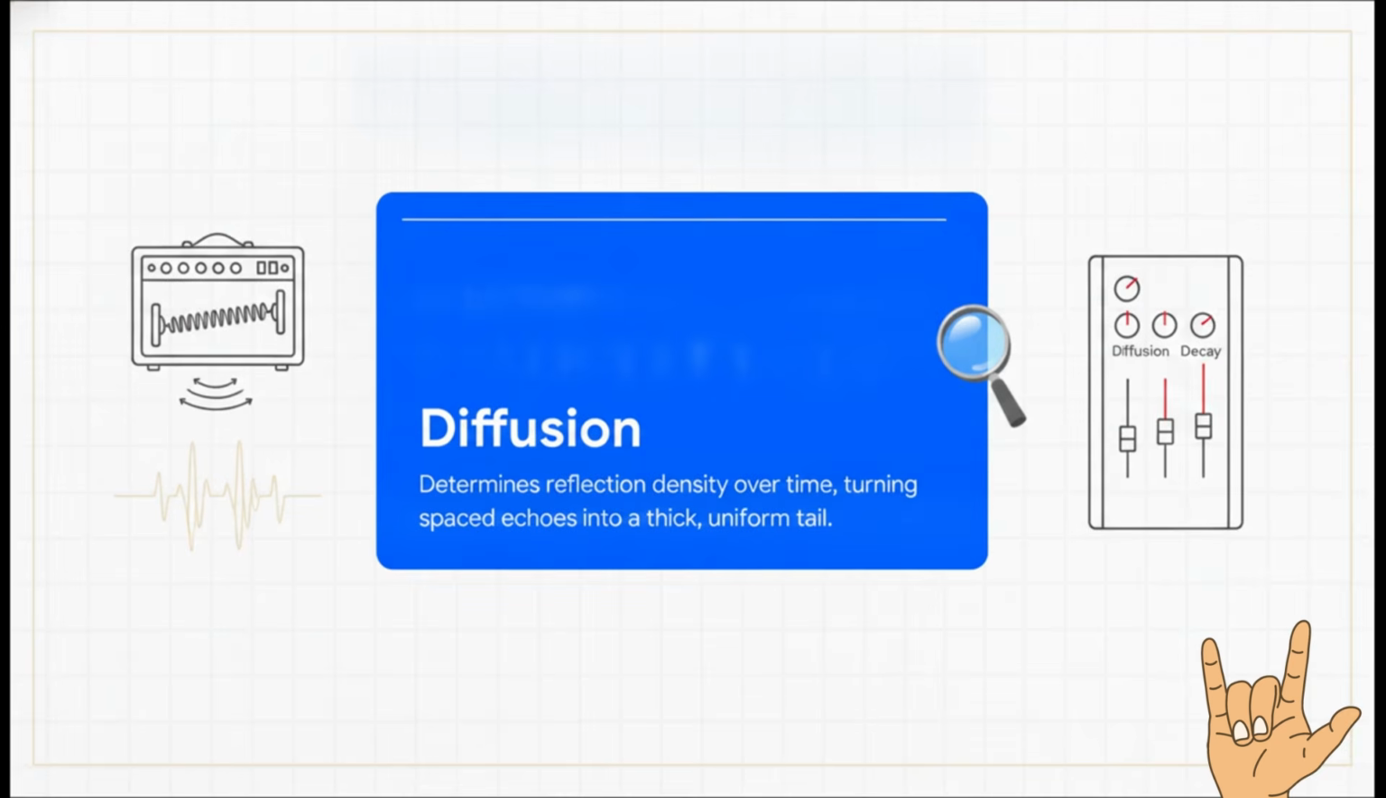We also must dictate the internal texture of this environment, which is where diffusion determines the density of reflections over time, turning spaced echoes into a thick, uniform tail. Lower diffusion leaves those reflections audibly spaced apart, often sounding thin or sort of metallic. Higher diffusion, on the other hand, creates a dense, uniform wash. This high density is exactly how we cut through heavily distorted rhythm guitars without introducing any spatial confusion.